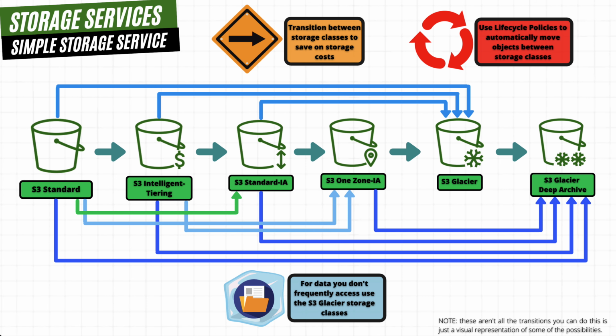Now, I just want to mention that you can move objects between the different storage classes. You can use Lifecycle Policies to automatically move objects to a lower cost S3 class based on a time period or lifecycle rule. You don't have to remember all the possible transitions, but just understand the idea that you can transition objects to save on cost.